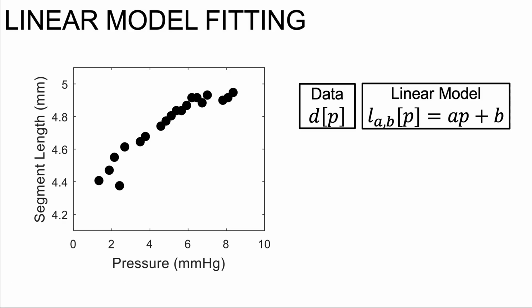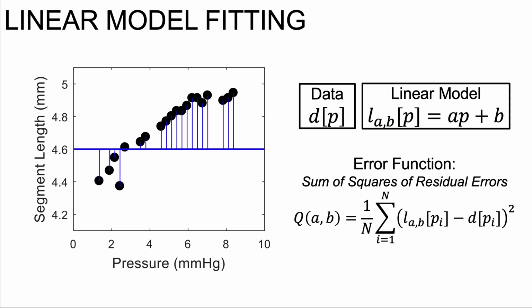So what are we going to do here? We're going to come up with a model for a line, and in this model we have two parameters. We'll call them A and B. The A parameter will be the slope of the line, and B will be the intercept at the value 0, and up here the independent variable is labeled as P.